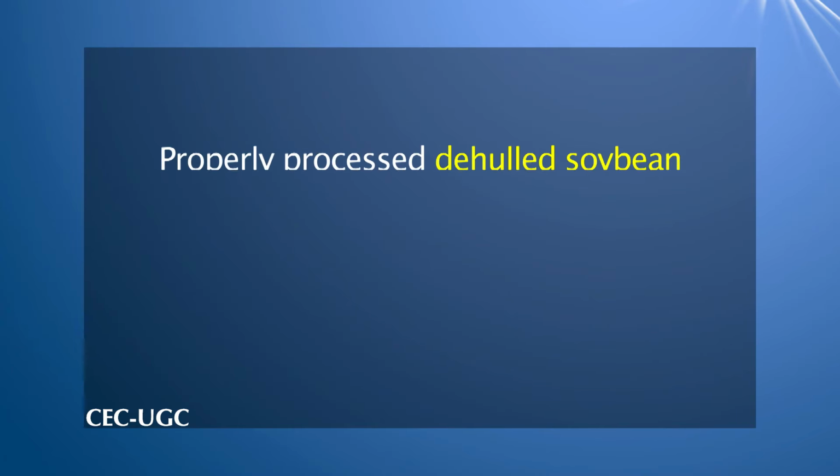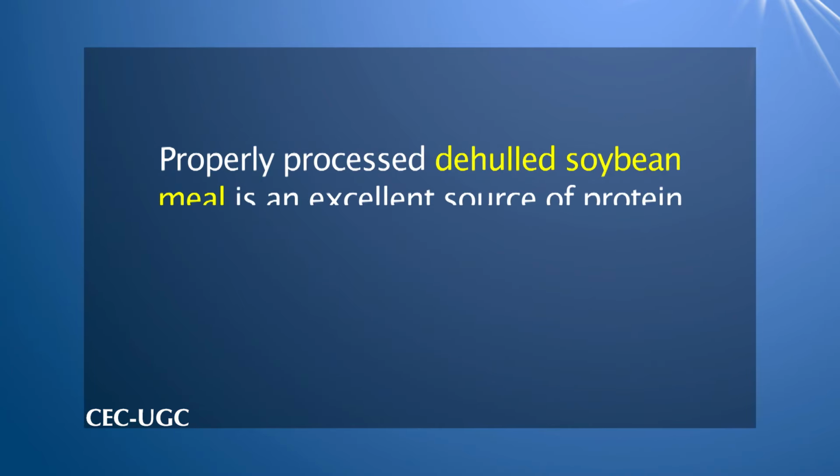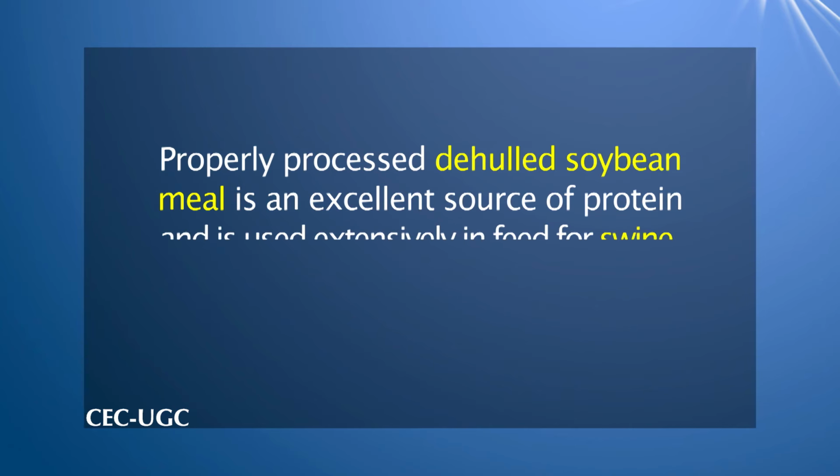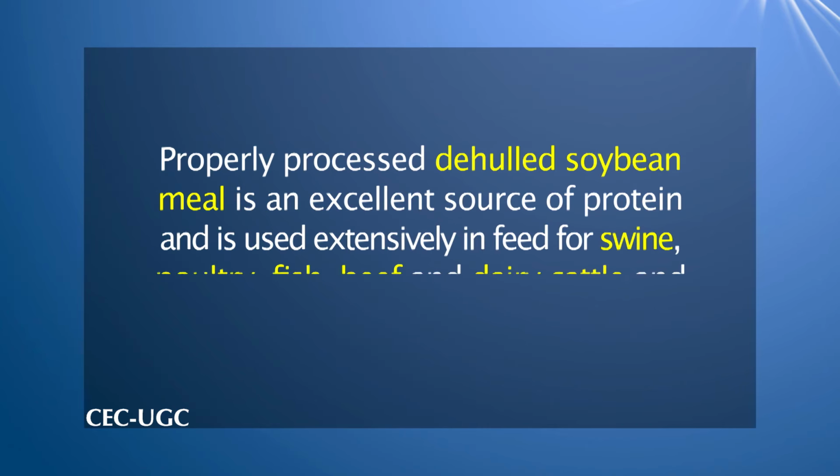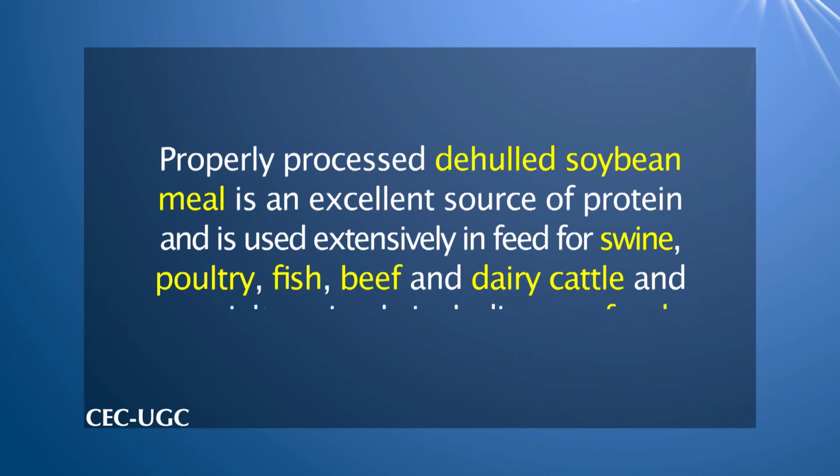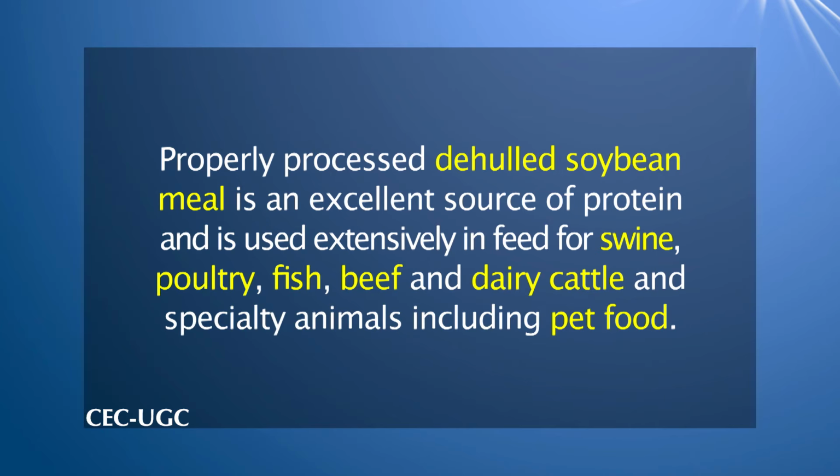Soybean meal is considered a premium product because of its high digestibility, high energy content and consistency. Properly processed dehulled soybean meal is an excellent source of protein and is used extensively in feed for swine, poultry, fish, beef and dairy cattle and specialty animals including pet food. Such feeds must be formulated to fit exact nutritional requirements to each stage of the life cycle.